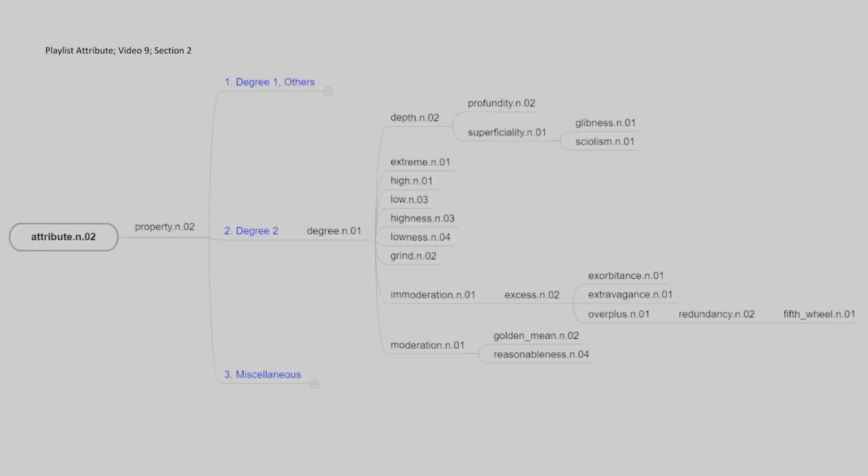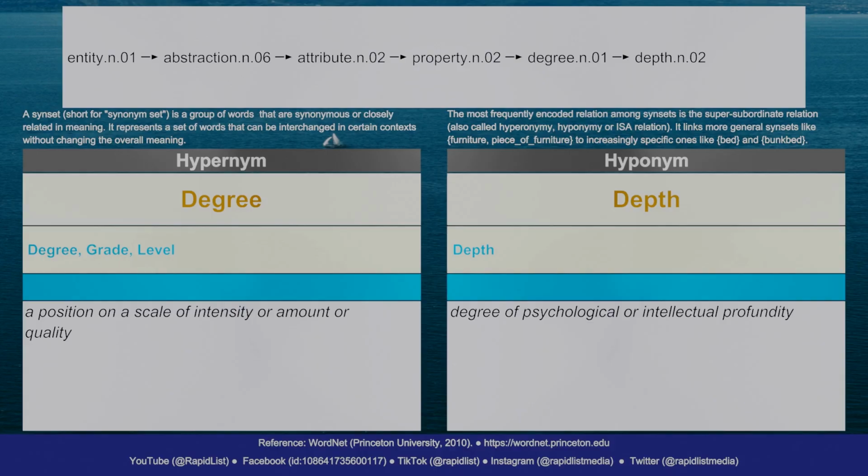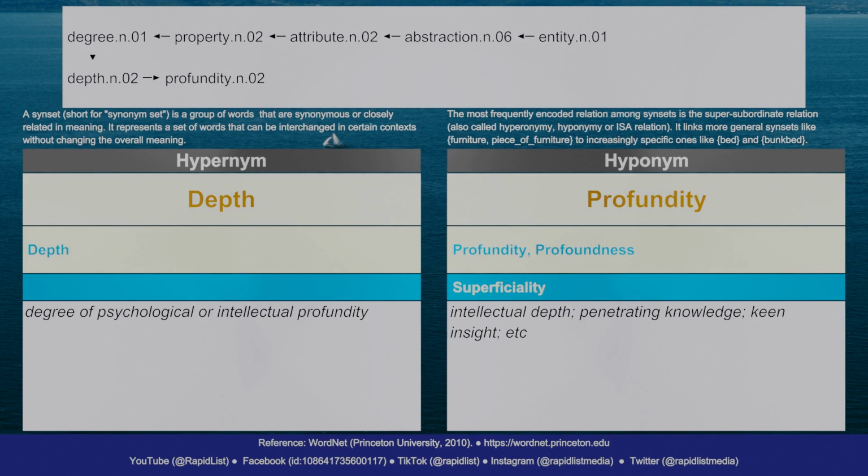Section 2. In this section we will explore the property degree. This section is the second of two sections devoted to the hypernym degree. Depth. Degree of psychological or intellectual profundity. Profundity. Intellectual depth, penetrating knowledge, keen insight, etc. The profoundness of the silence.